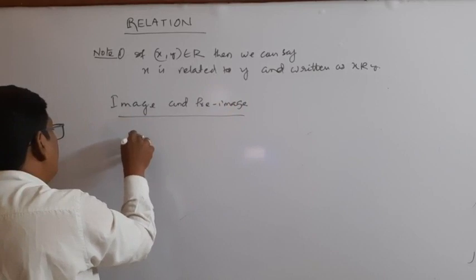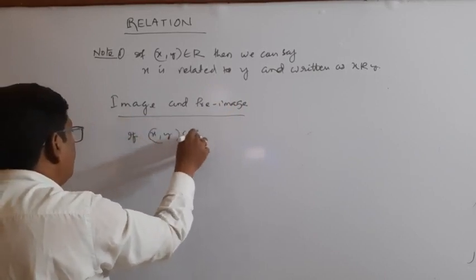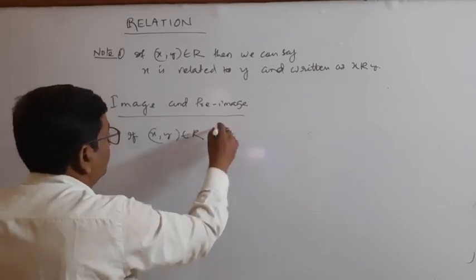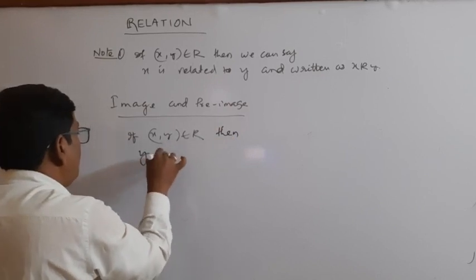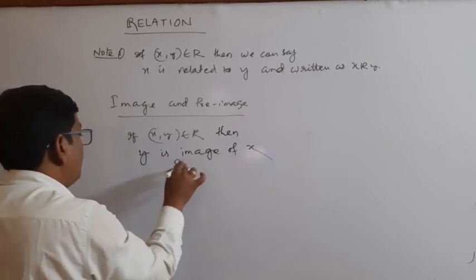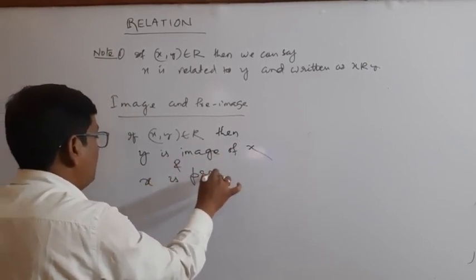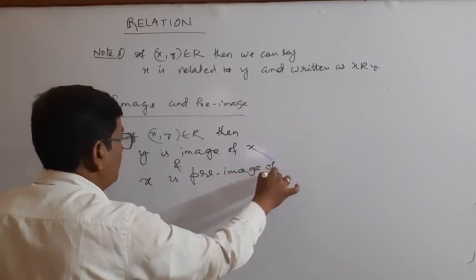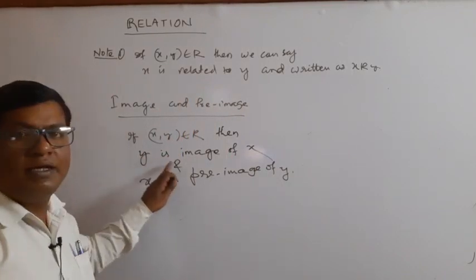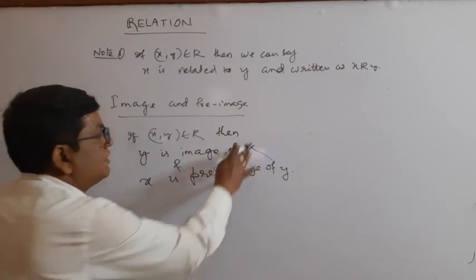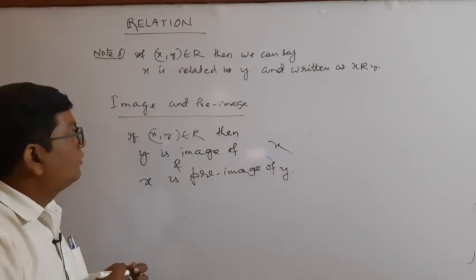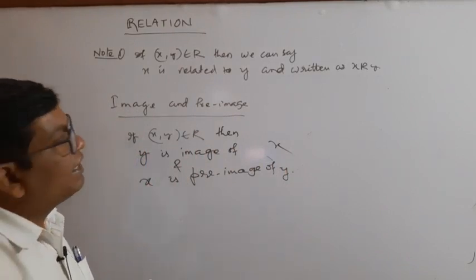If (x, y) belongs to R, then y is the image of x, and x is the pre-image of y. Clear? (x, y): y is the image of x, and x is the pre-image of y. Clear? Now domain and range.